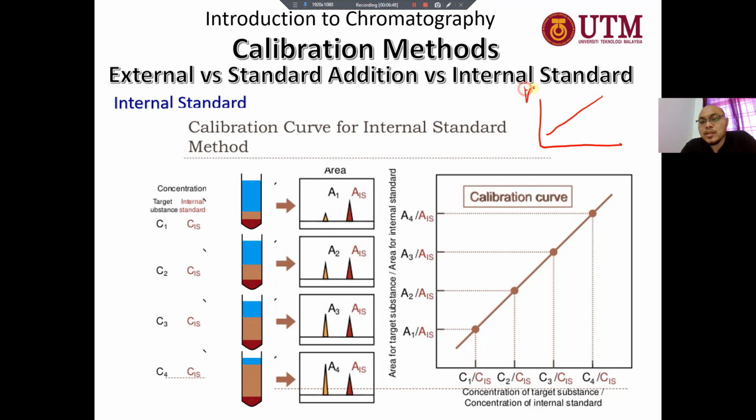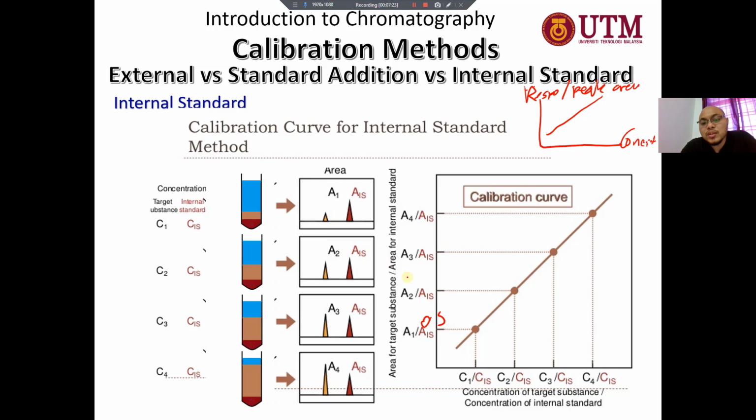In the normal external calibration, you use the response, right? The response or peak area, and here is the concentration. But for the standard addition method, you need to use the area ratio. For example, for the first concentration at 1 ppm of the analyte, you calculate the area of the analyte over the area of the internal standard. For example, 1 over 2, 0.5.